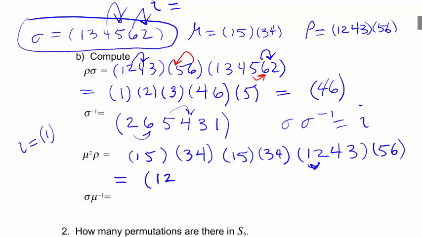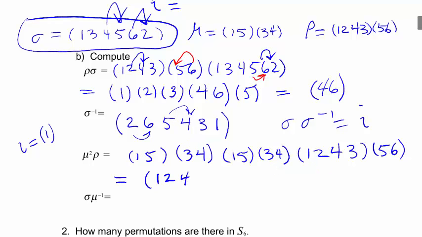Now I go back to the right, and I want to know what happens to 2. So I go until I find it. 2 goes to 4. Now I'm searching for 4. 4 goes back to 3. And now I look for 3. 3 goes to 4. So 2 is sent to 4 by that product.